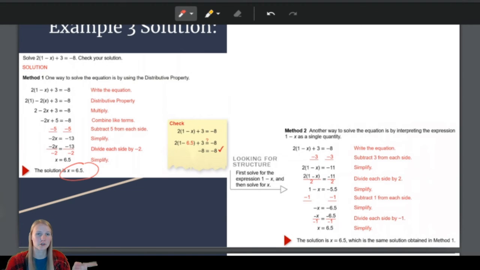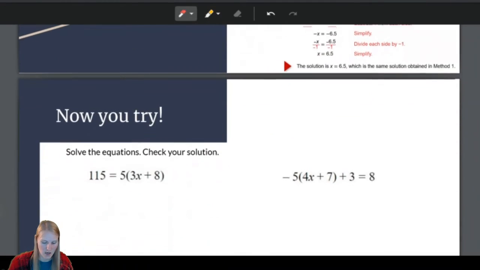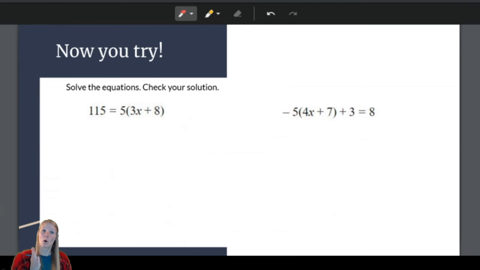There's another way you can do this. If you are interested in that, take a look at this slide. Pause the video and take a look at it. Okay, so now I want you to try. Pause the video and try these problems on your own, and then unpause the video to do them with me.